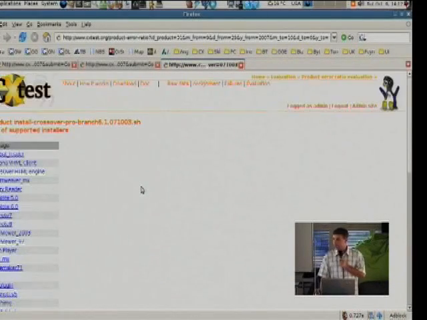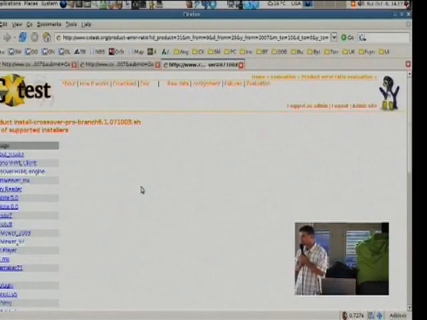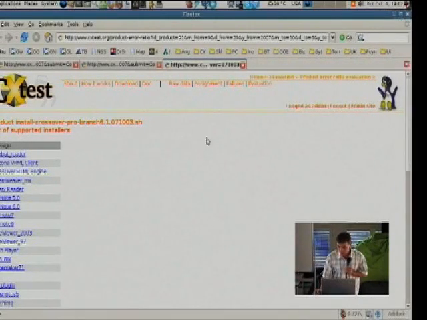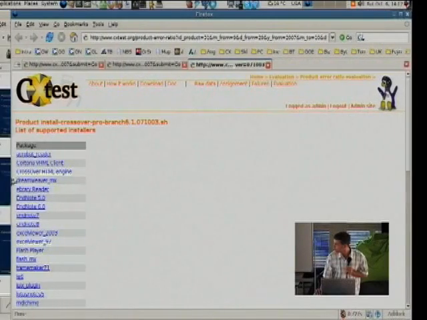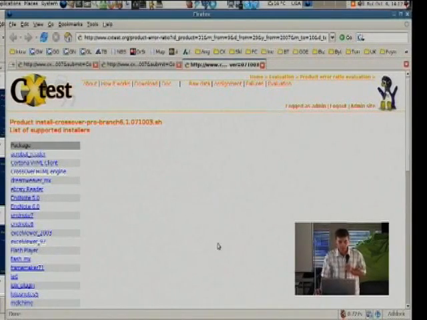Can you unmaximize so that we can actually read the left side of the window? Sure. Like this? Yeah. Beautiful.